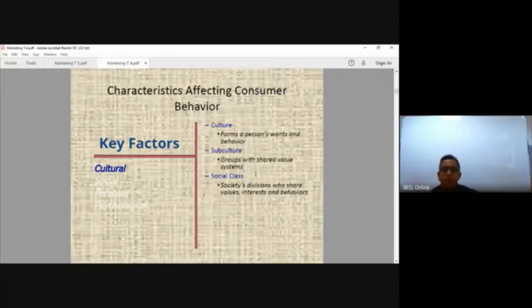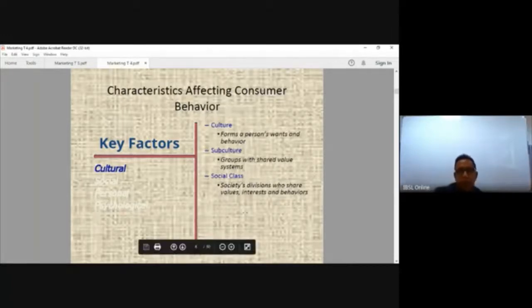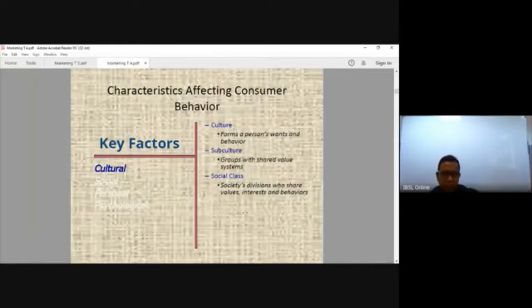And also, after some time, when you belong to a certain social class, again that social class may have influence on your buying behavior. Now, if you look at yourself, you can always think: what type of culture am I coming from, what is my background, what is my culture, and whether that has influenced my buying behavior.